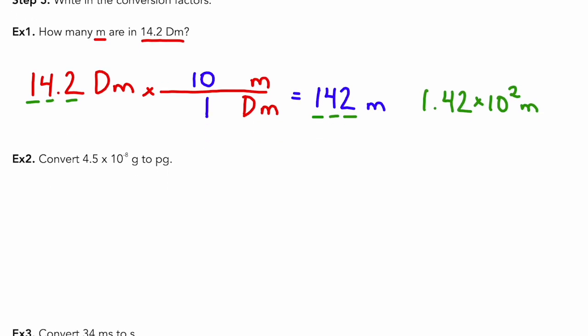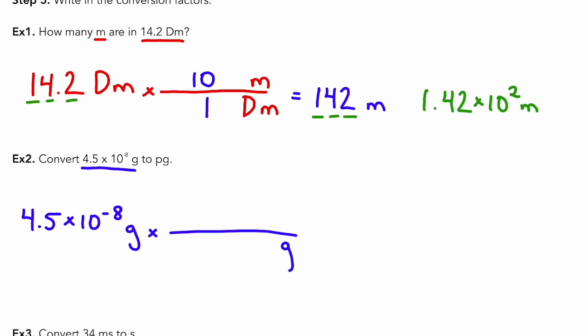So remember, I'm going to start by writing my given. My given is 4.5 times 10 to the negative 8 grams. So I'm going to write my given. I'm going to then crisscross swoosh. I'm going to put the unit I'm trying to get out of on bottom. So I'm in grams, so I want to get out of grams, and I want to get into picograms, PG.